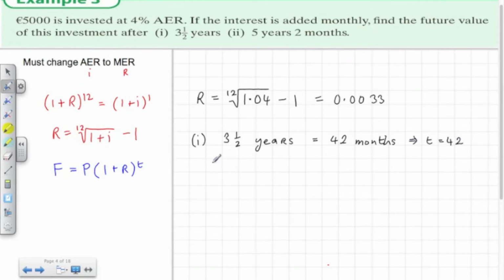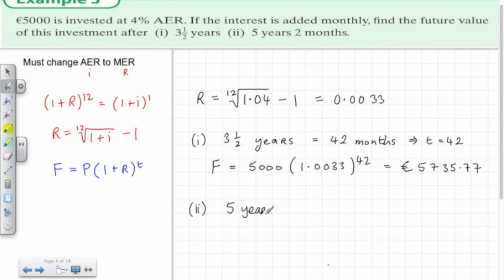So subbing the things we know into the formula, F is equal to 5,000 by 1.0033 to the power of 42. Put this in the calculator, and we see the answer is 5,735.77.